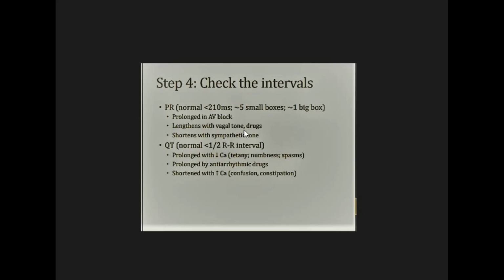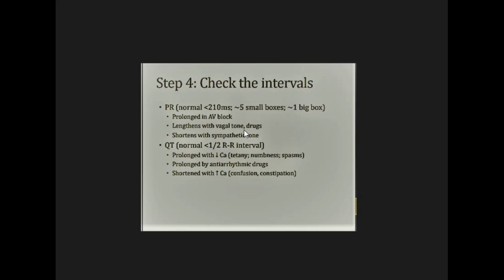Let me summarize all those points. In step 1 you were looking at the P waves. In step 2 you were looking at the rhythm of the P waves, if they were present, whether the rhythm is regular or irregular. Then in step 3 you are looking at QRS complexes, and in step 4 you are checking the intervals: the PR interval and the QT interval.